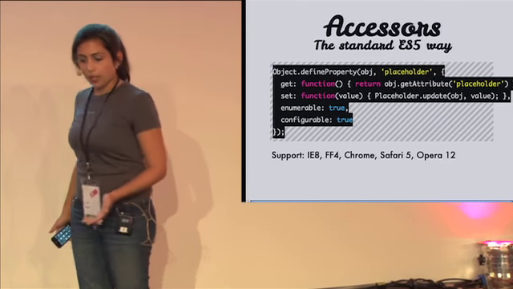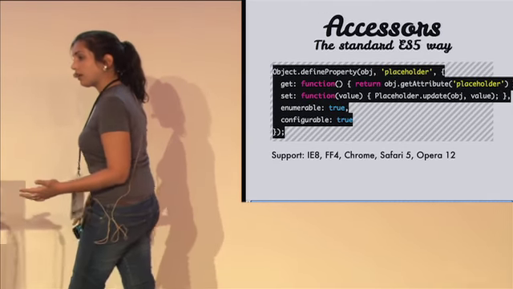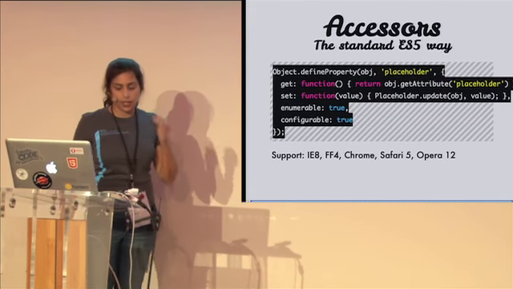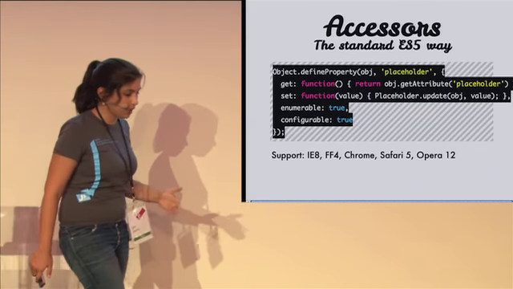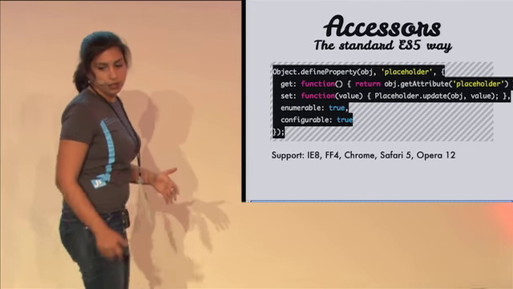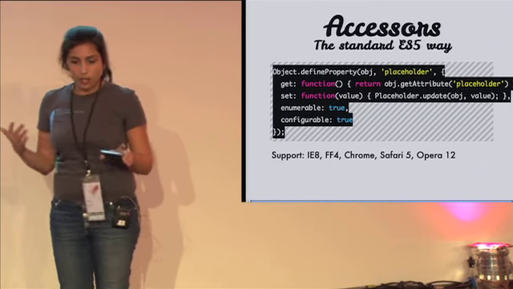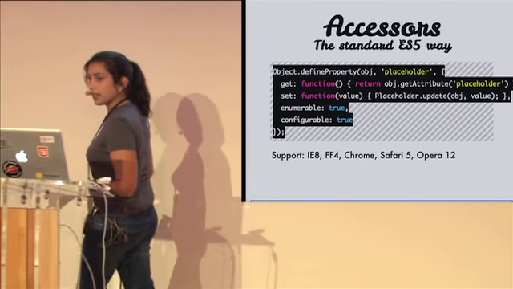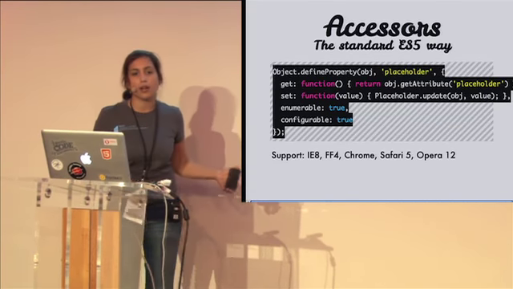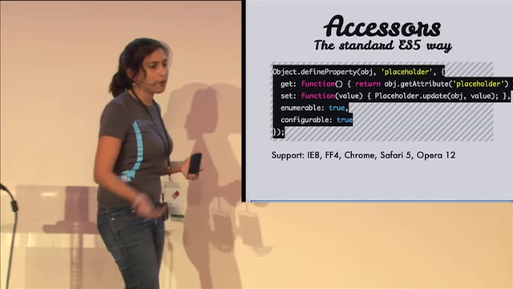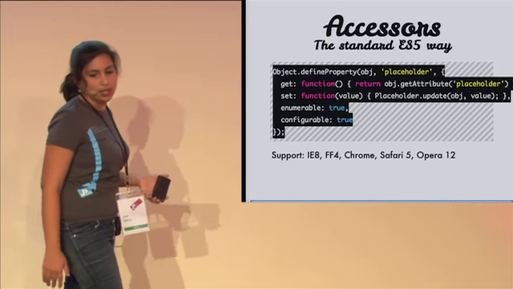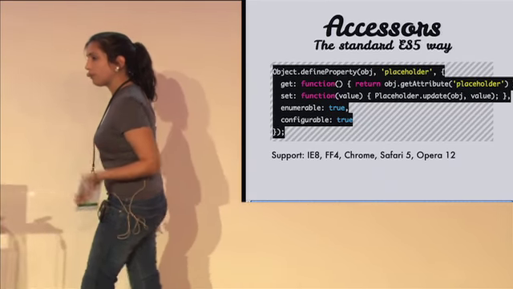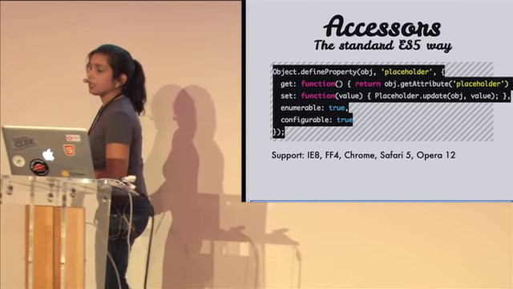For example, in this case, we define a getter and a setter for placeholder. So when somebody tries to get the placeholder value through the getter, we actually invoke this function and return the attribute value, because it's the same in this case. In some other cases, you might want to do some math, because the getter should return a number and the attribute always returns strings. But in this case, it's the same. And when it's set, we invoke a function of our polyfill that updates the placeholder.